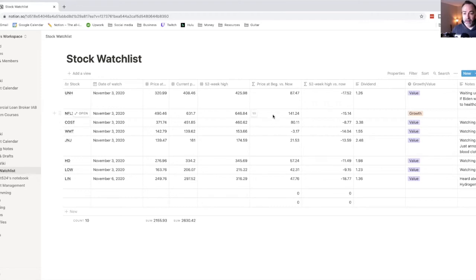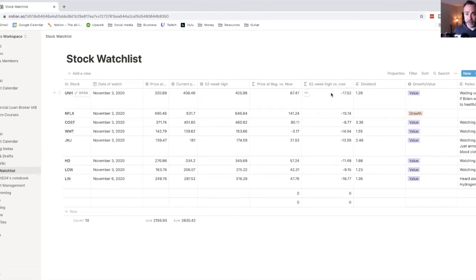Now, the next column is really significant to me, and I didn't find a way to compare this anywhere else as well. So this is taking the 52-week high versus the current price. You take the current price minus the 52-week high. The reason I did it that way instead of 52-week high minus current price is that the negative tells me in my brain that I'm off, I'm behind the 52-week high.